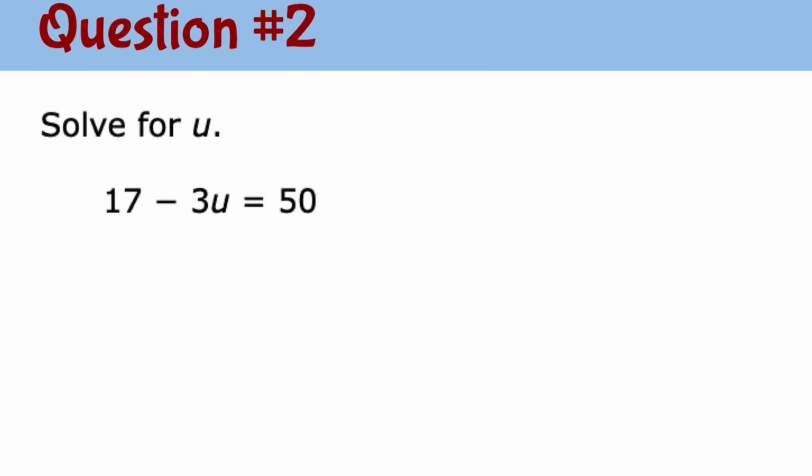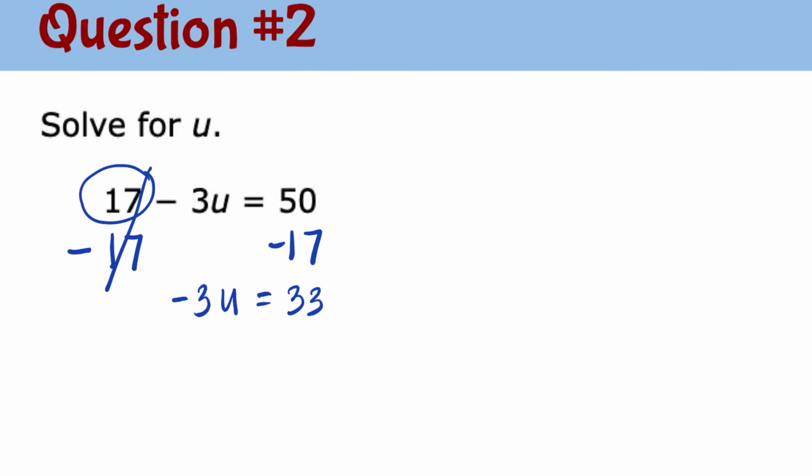Question number 2. Solve for u in the equation 17 minus 3u is equal to 50. So the same thing, the first thing that we need to do is using the inverse of addition or subtraction. In this equation, 17 here is positive. So that means we need to do the inverse, which is minus 17. So subtracting 17 from both sides. 17 minus 17 is 0. So we have negative 3u is equal to 50 take away 17 is 33.